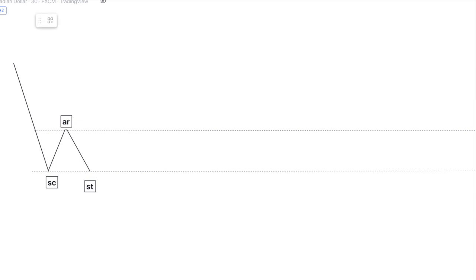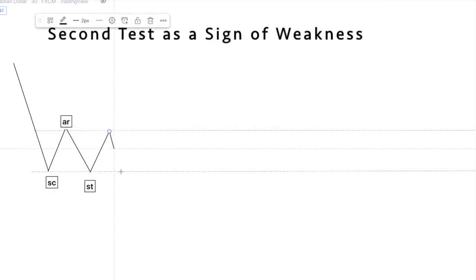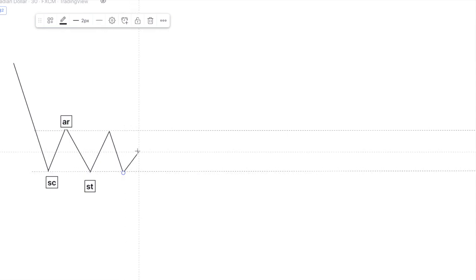That's the most important thing once you have your selling climax and your AR, which you're not going to notice until later. So you're going to have a test, and then you might have some other tests where you're just testing your trading range. Now, next part is ST as a SAL. This can come before or after the UT. Let's just do it first.